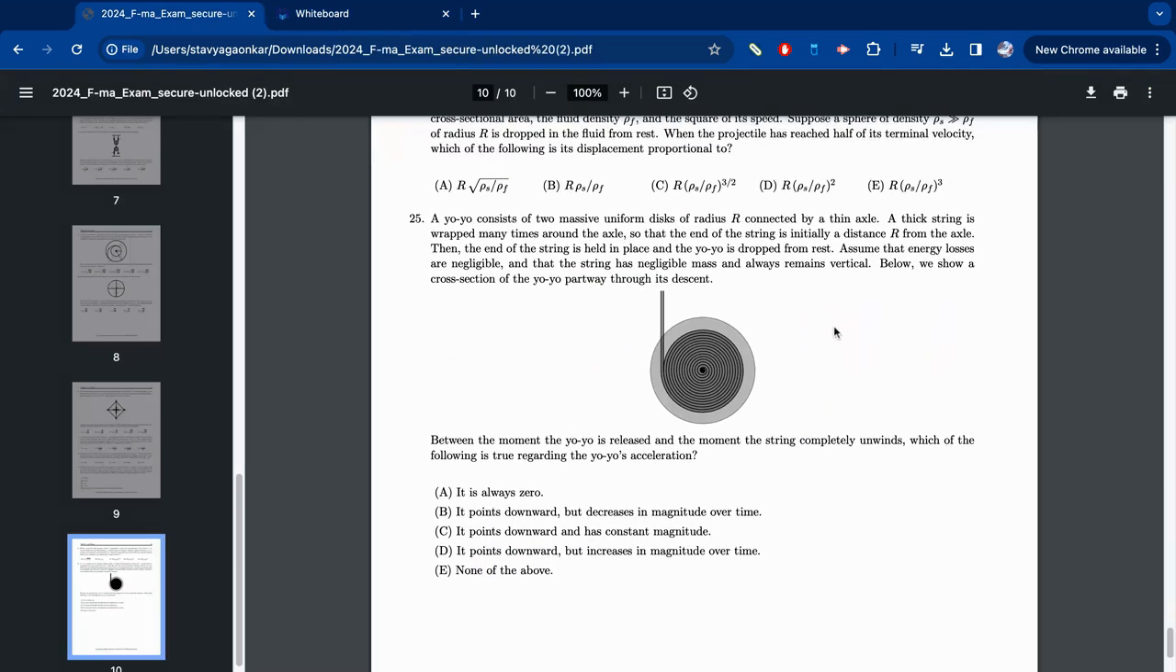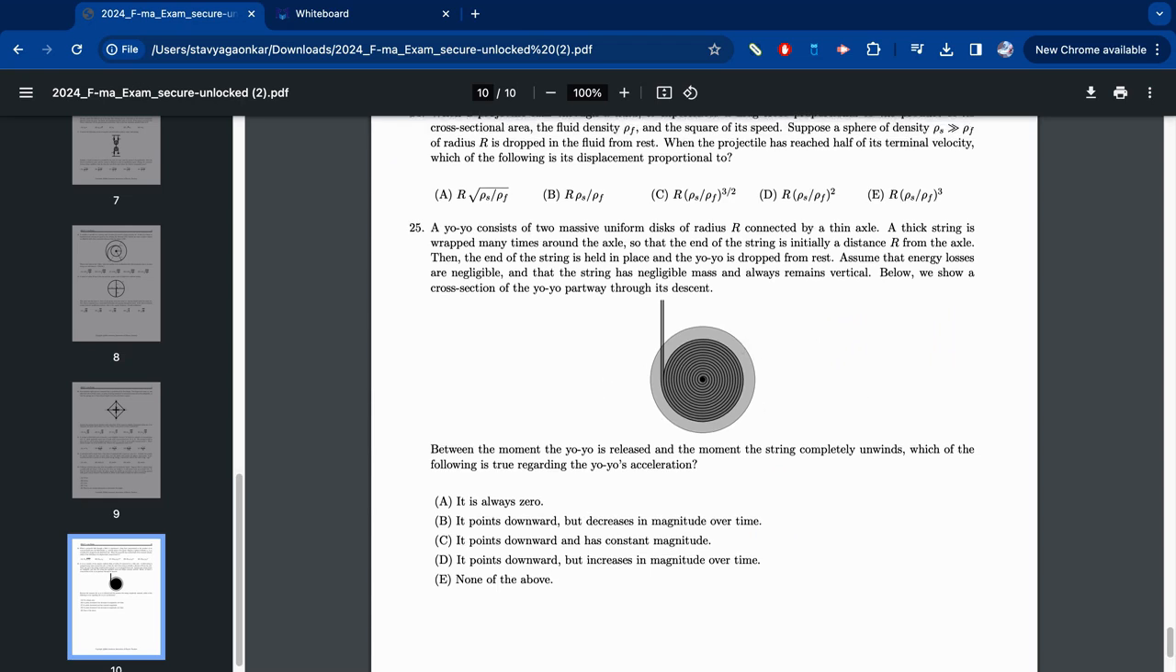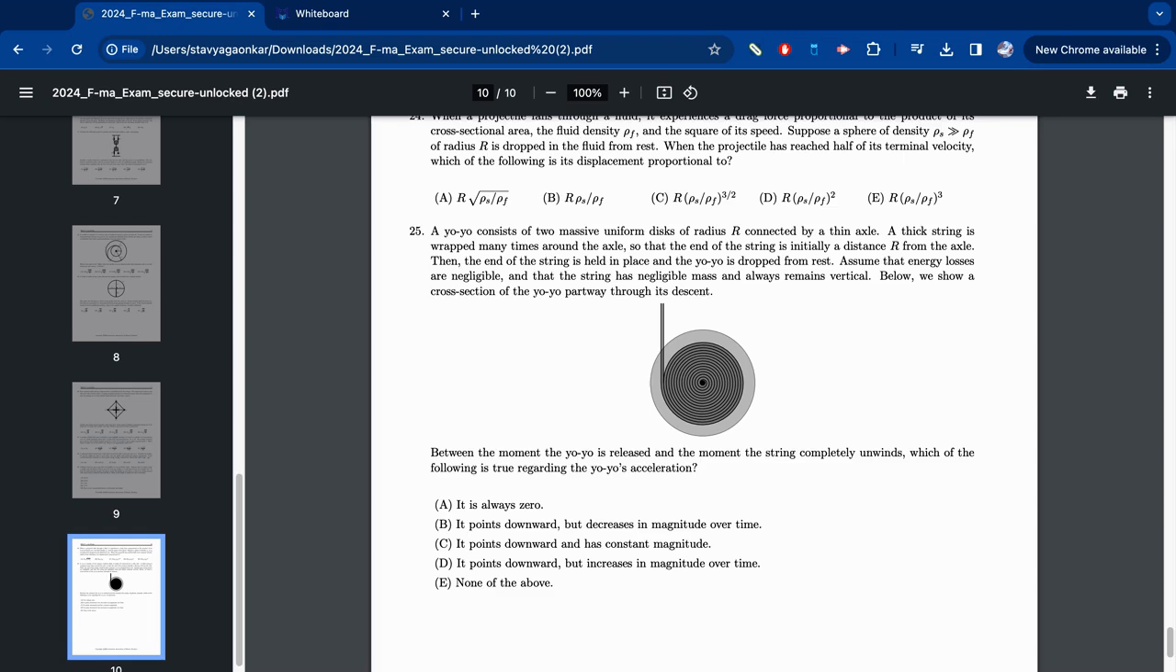So for problem number 25, we have a yo-yo that consists of two massive uniform discs of radius r that are connected by a thin axle. You have a string that's wrapped many times around the axle, and the end of the string is initially a distance r from the axle. So basically the string is completely wrapped around initially. The string has negligible mass and always remains vertical. Between the moment the yo-yo is released and the moment the string completely unwinds, which of the following is true regarding the yo-yo's acceleration?